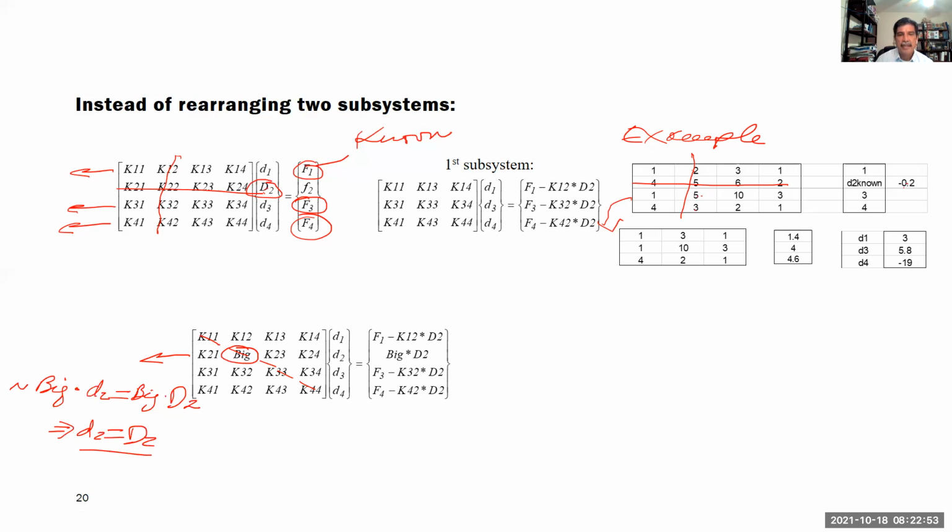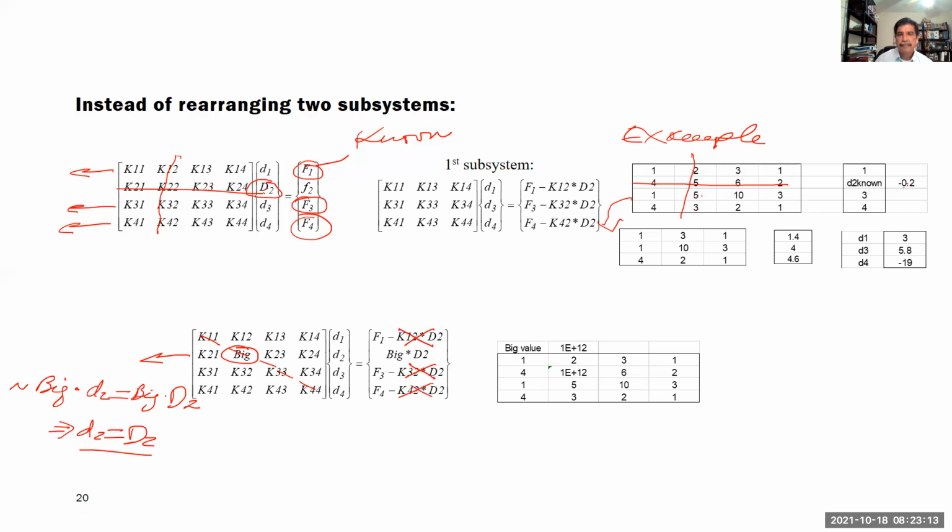I'm sorry, I made a mistake here because I copied the equation. This term should be here. Would you please correct this in your notes? I'll try to correct it and post it again, but please, so far, correct it. So how big is big? Well, it's something that you have to decide.